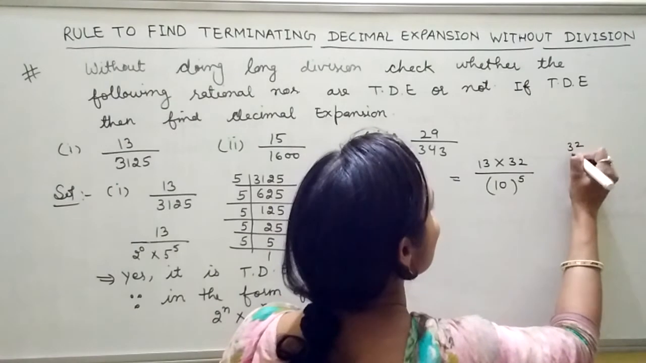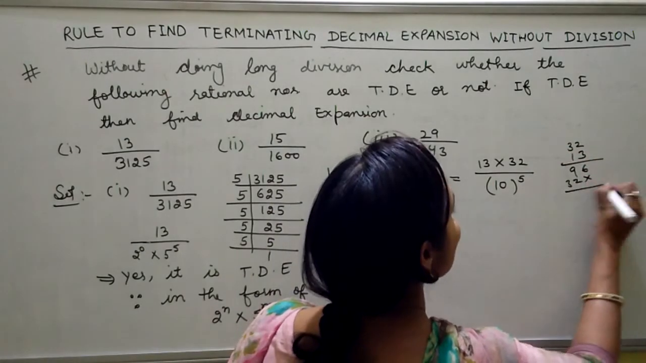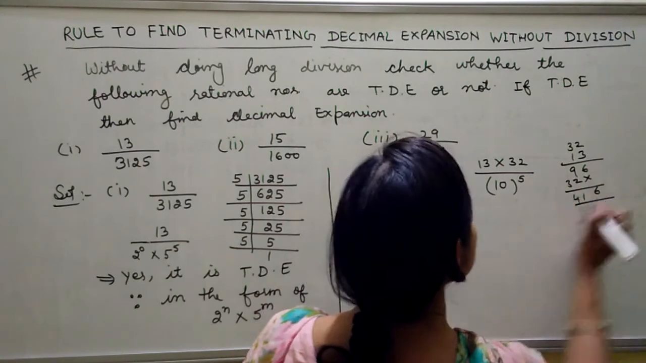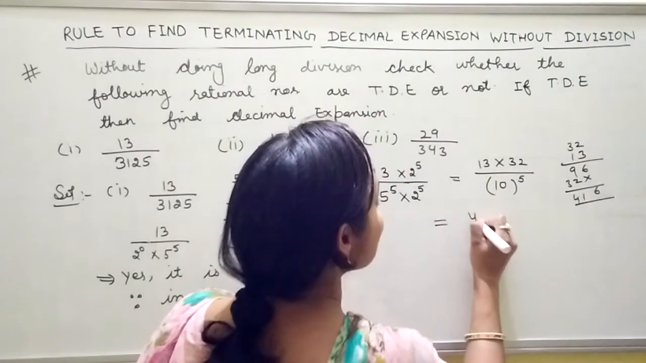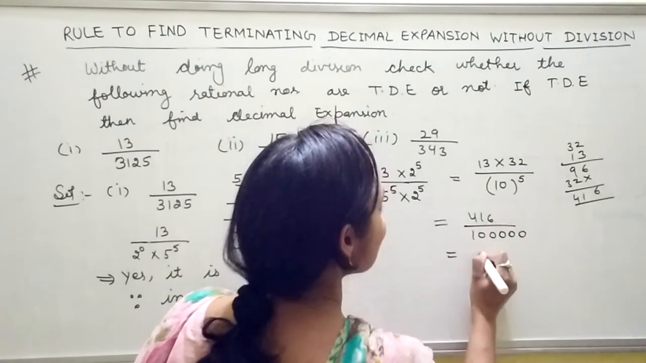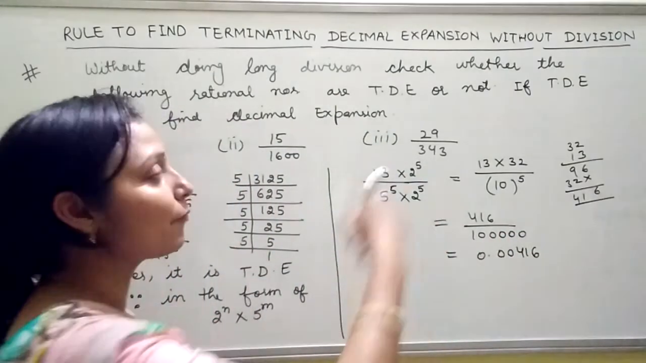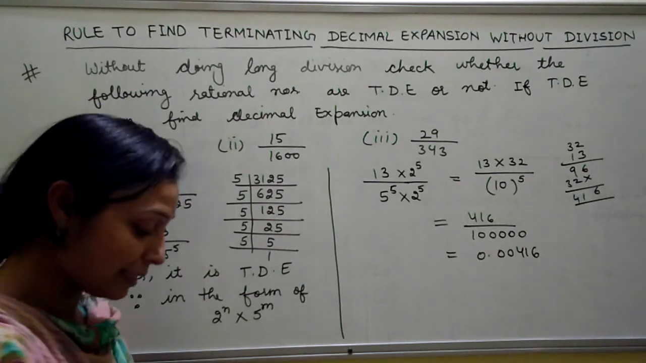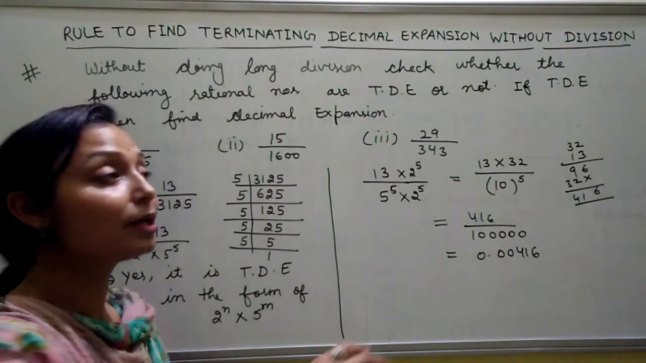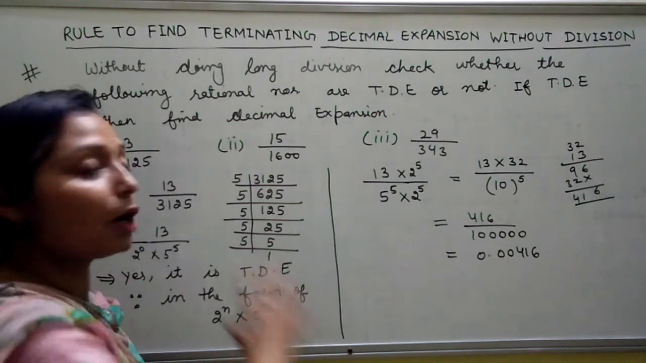I will multiply 32 by 13. 6, 3 is a 9. 32. 6, 9, 10, 11, 416. So we have 416 divided by 1, 2, 3, 4, 5, so it will equal 0.12416. So this is the way to expand. This is the way to convert rational numbers into decimal form without doing division.